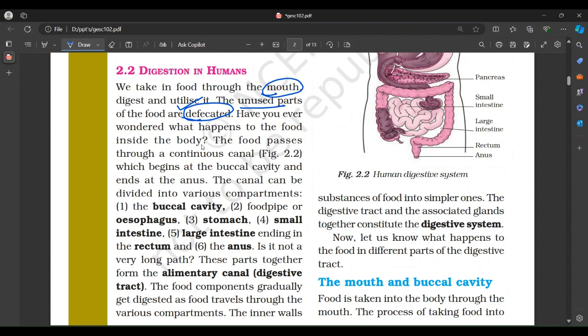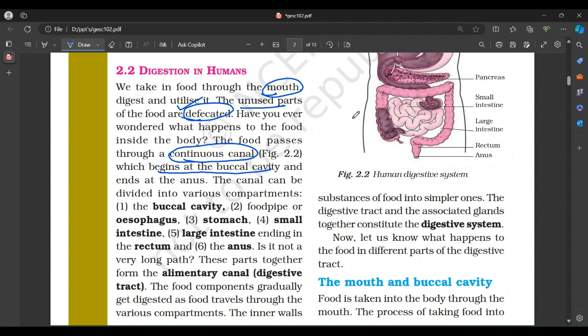Have you ever wondered what happens to the food inside the body? Have you thought about what happens inside the body when you are eating? So let's understand the process. The food passes through a continuous canal which begins at the buccal cavity.